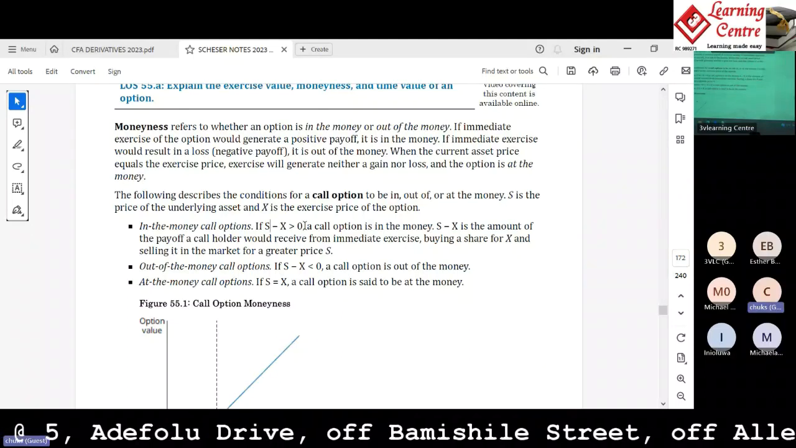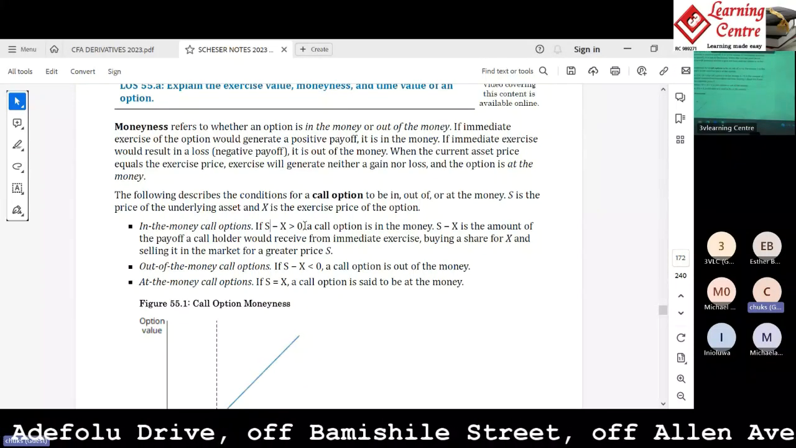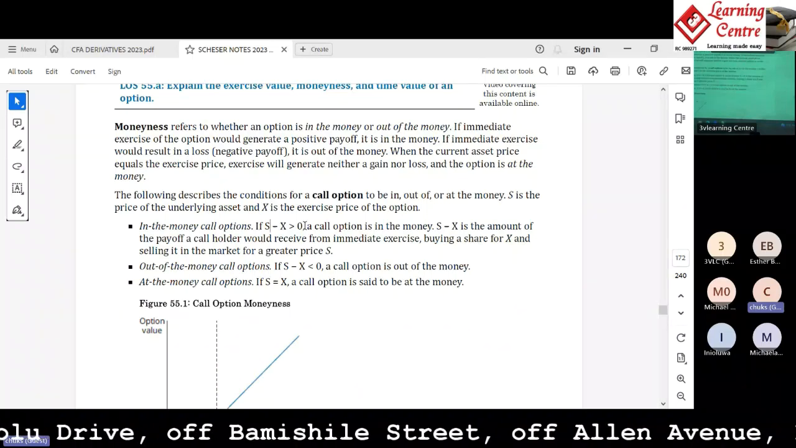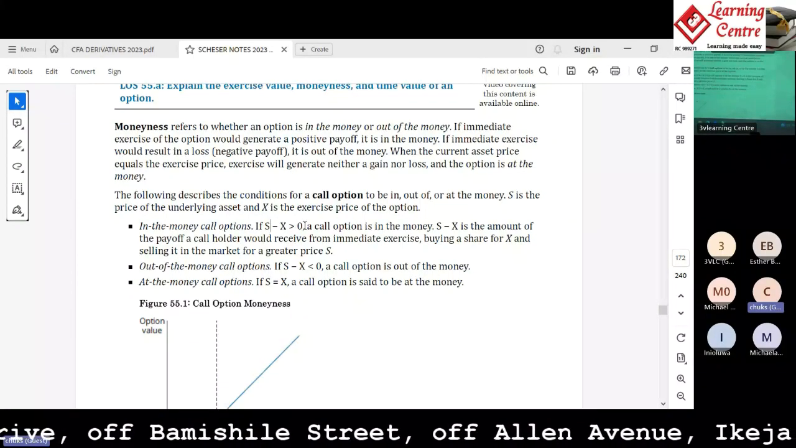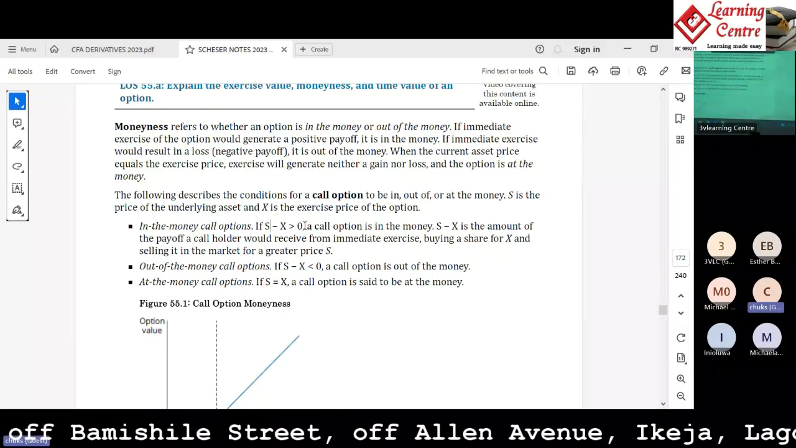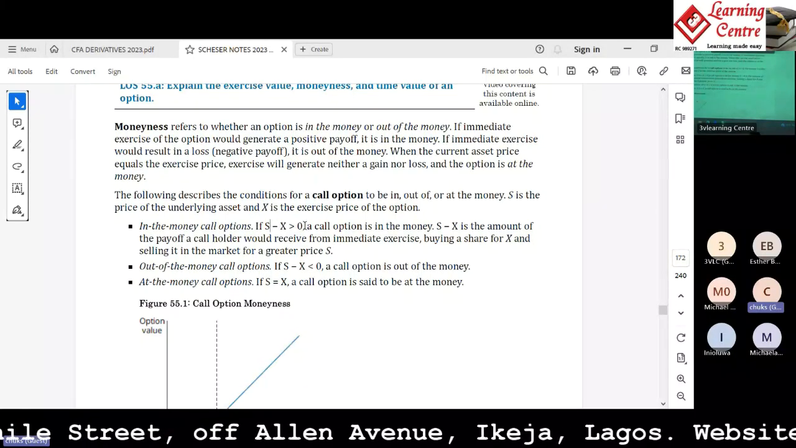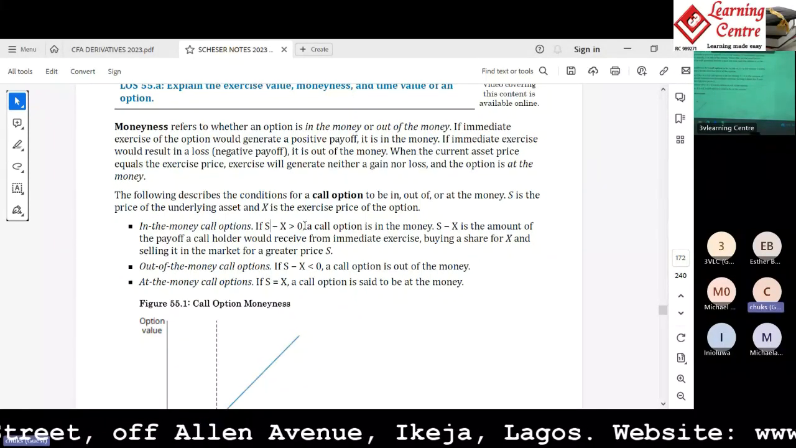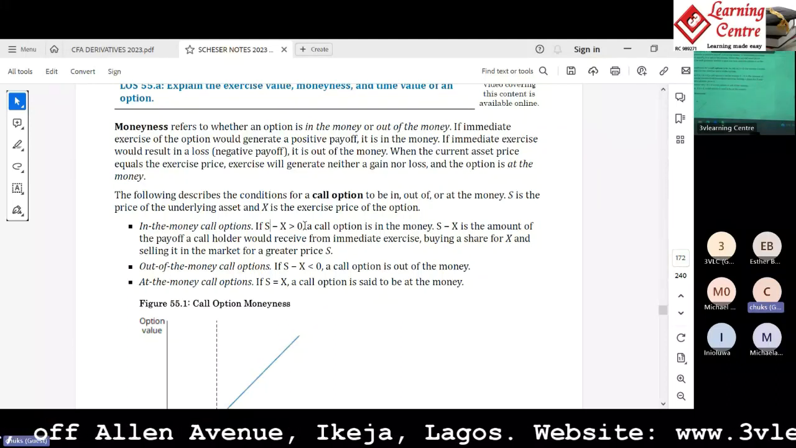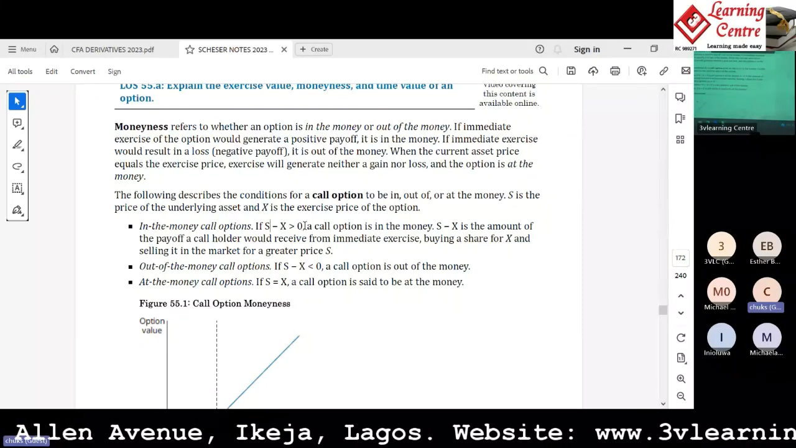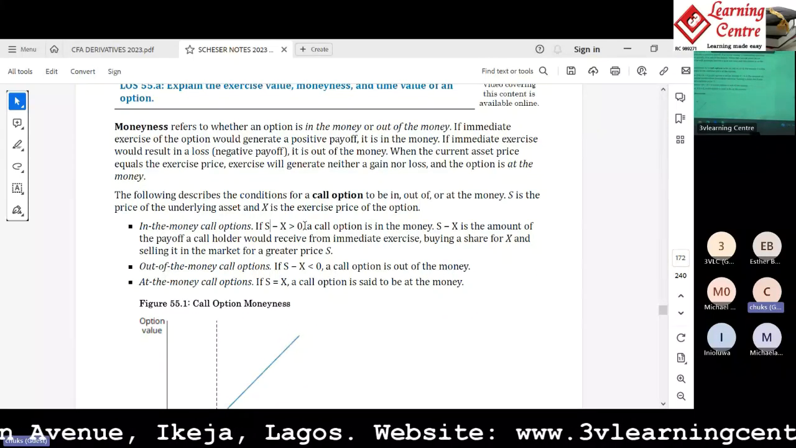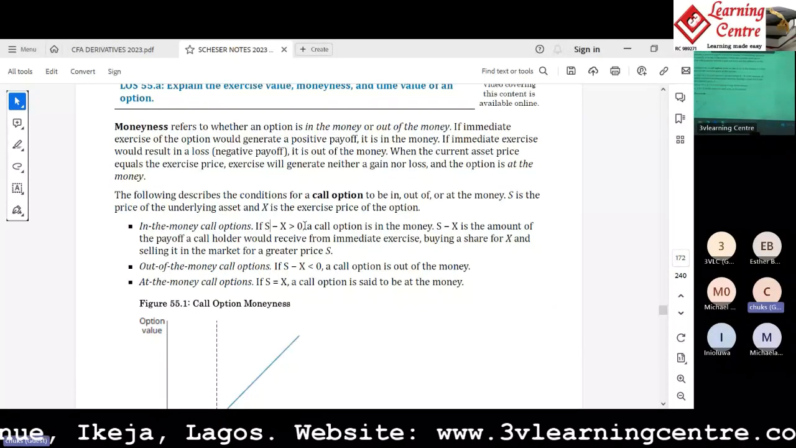If it is less than 0, which is minus, I will be out of the money and I will not exercise it. Remember we said option is a right, but not an obligation. So you have the power to exercise or not to exercise it. So the moment you see that it doesn't pay me to exercise it, that means you are out of the money. So you just step out of the contract.